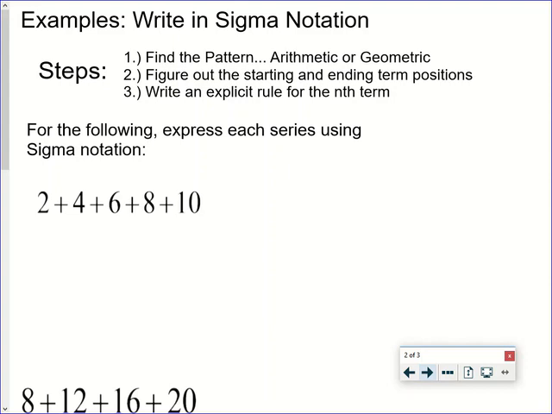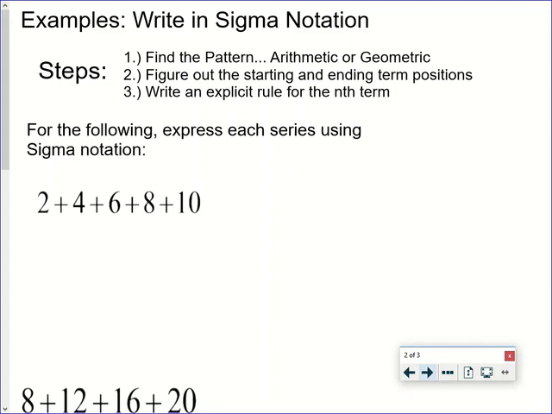So the first thing you are going to do is look for your pattern, so your d or your r, depending on which kind of sequence it is, if it's arithmetic or geometric. Then step 2 is going to be figuring out your starting and your ending term position. So whether it's starting at 1 going to 7 or 1 and going to 4, just seeing how long your sequence is. And then step 3, you're going to write your explicit rule for the nth term.